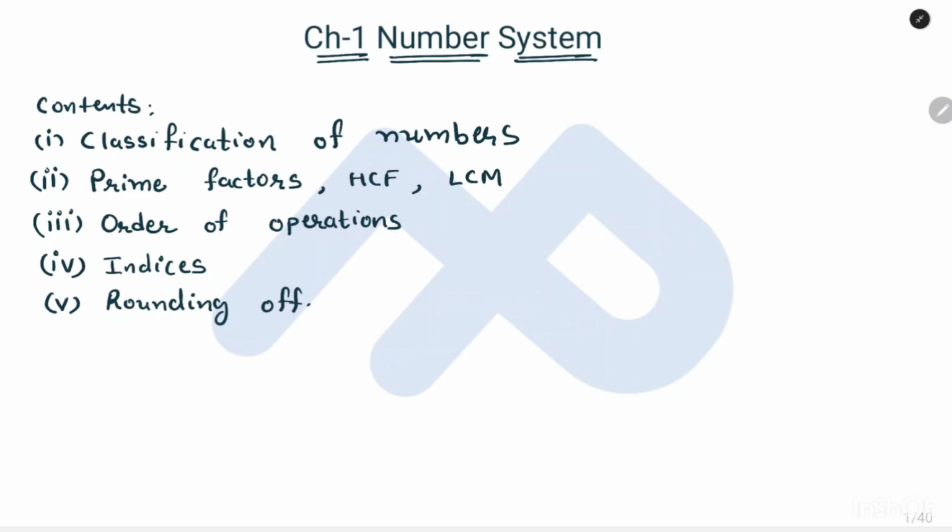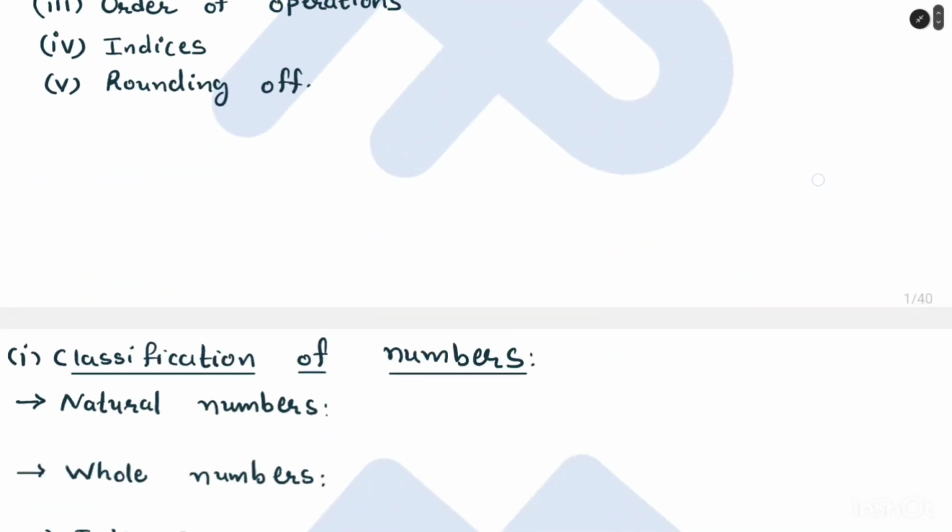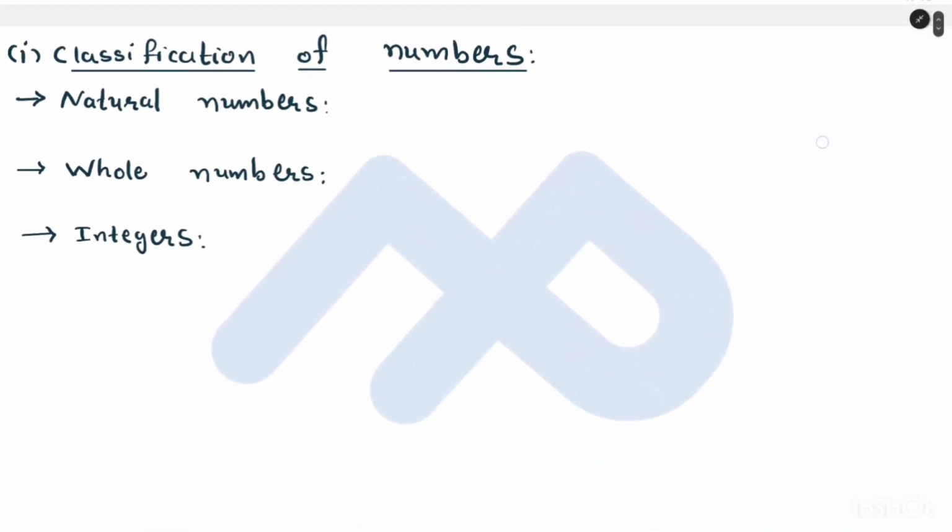Order of operations means you must have learned about BODMAS in your previous grades, so that will be covered here. Then how the laws of indices are used while solving the questions in numbers, we'll see that. And then in the end, the easiest topic of this chapter, that is rounding off, how to round off the given number to the nearest 10 or nearest 100, or any given instruction. Okay, so let's start with the classification of numbers.